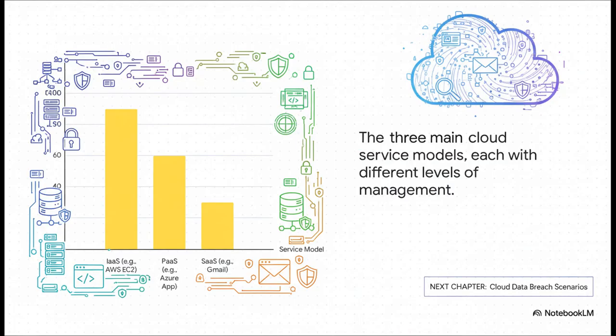Now, there are a few different ways to do cloud, and each one changes how much control and responsibility we have. We can rent the raw hardware, servers and storage, like with AWS EC2. That's called infrastructure as a service. Or we could use a pre-built platform, like Azure App Services, where we just have to worry about our code. That's platform as a service. And finally, you have what most people use every day, a finished product, like Gmail. That's software as a service.